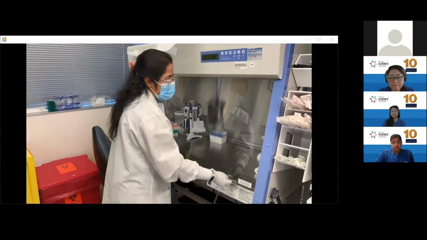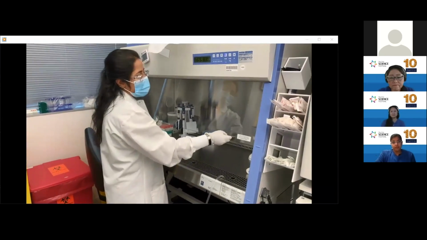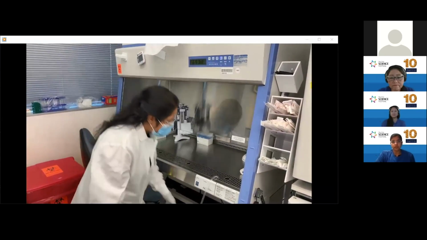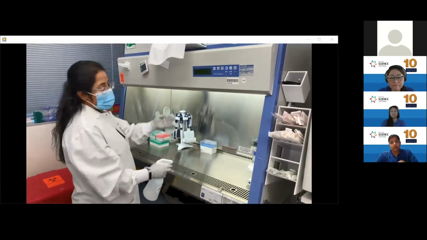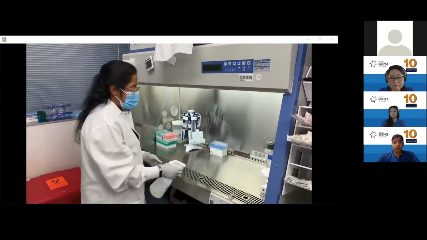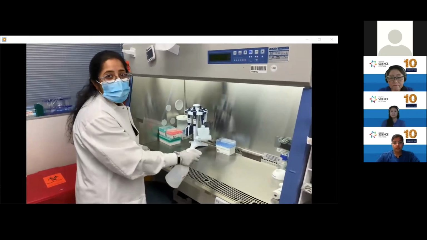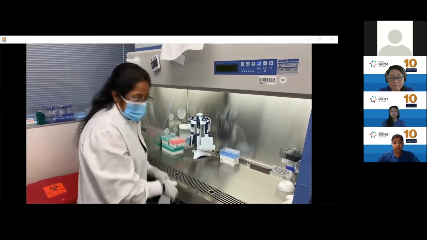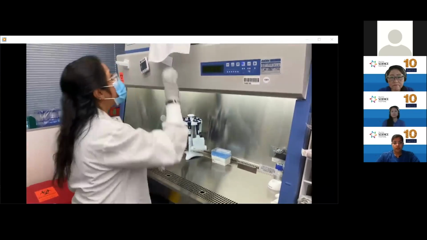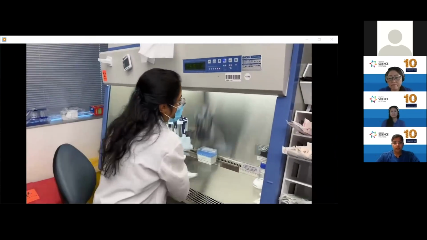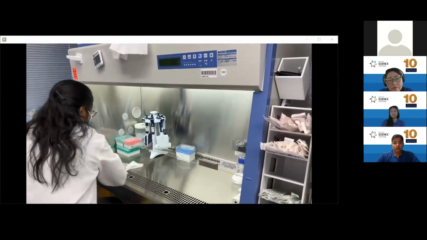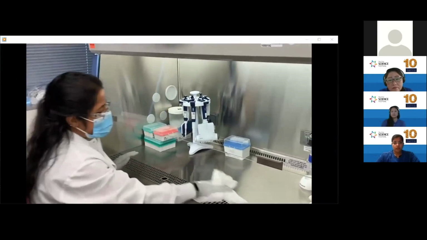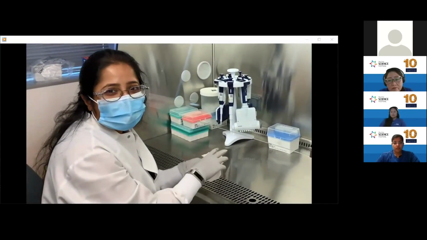That is very important. So we make sure that everything is clean and the airflow inside is being regulated. So I spray it down with a 70% ethanol bottle to make sure everything is sterile. I will wipe this down. And we can start working.